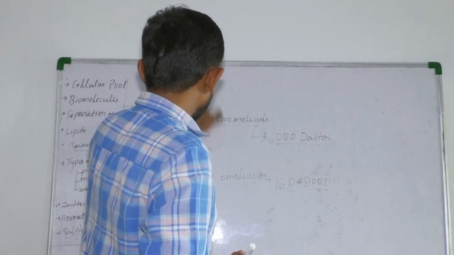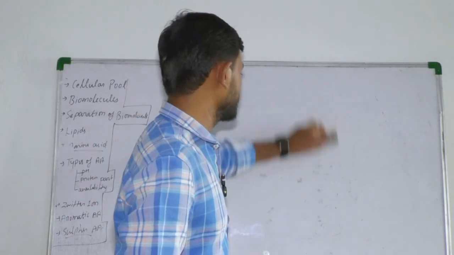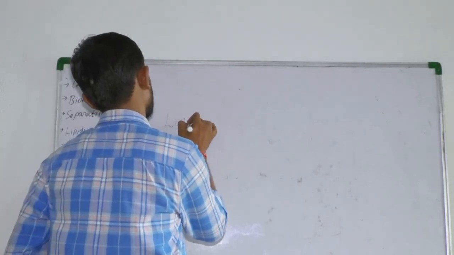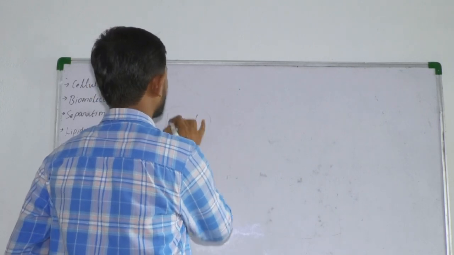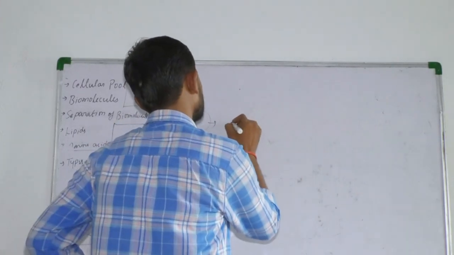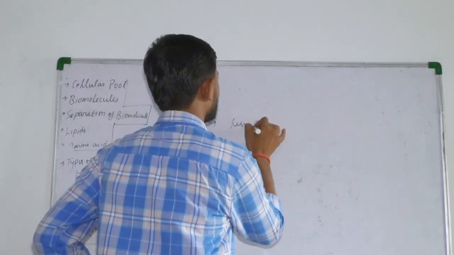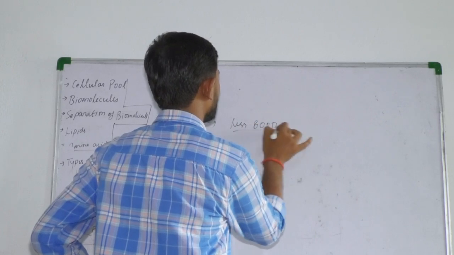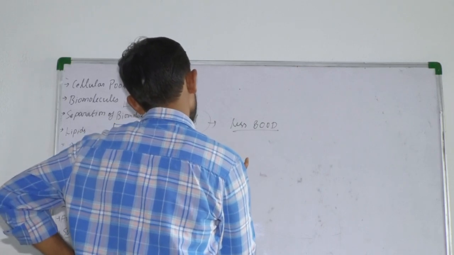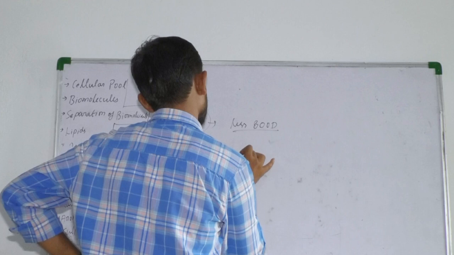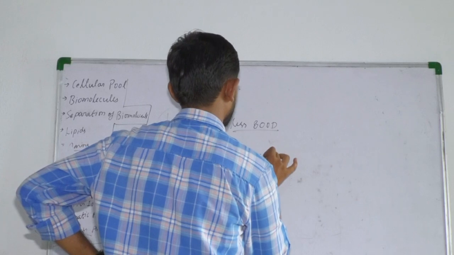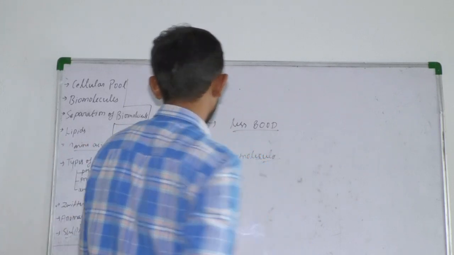Now there is an important biomolecule called lipid. Lipid is an exception to this separation technique, because the molecular weight of lipid is less than 800 Dalton, but this lipid lies in the biomacromolecules. What is the reason behind this?